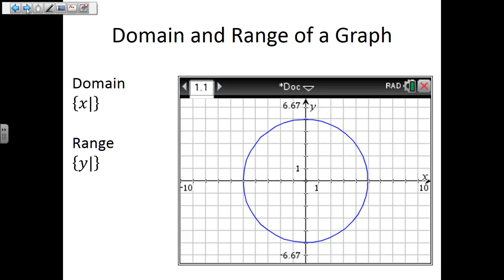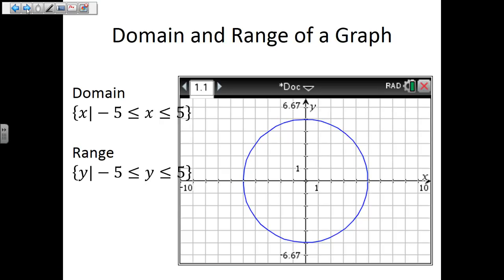So our domain, what is our absolute lowest x value? And then what is our absolute highest x value? And then the same thing with the y. What is our absolute lowest y? And with this one, because it's centered on the origin, because it's got a radius of 5, our domain and range are both starting at negative 5, ending at positive 5, and it's continuous from left to right, from bottom to top. So they have almost identical domains and range. The only difference is the letter that's inside our set builder notation.